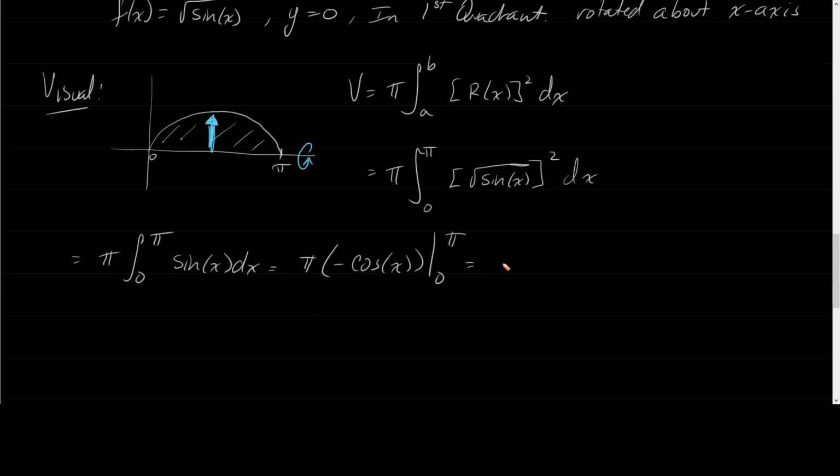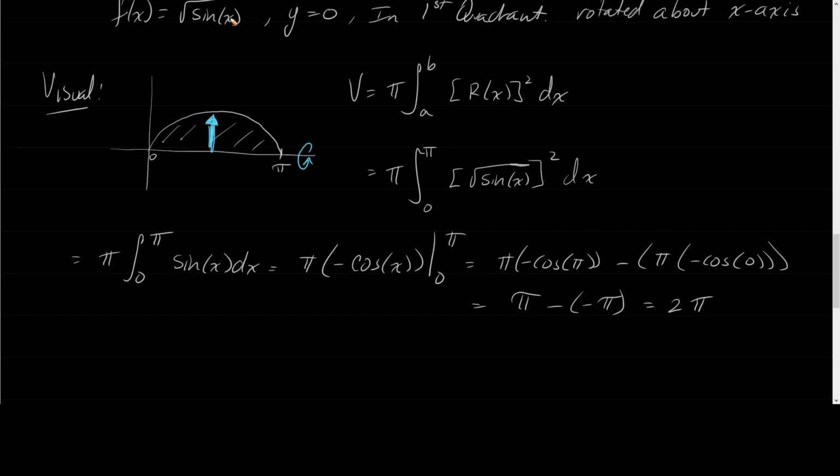So plug in pi, so I have pi times negative cosine of pi minus pi times negative cosine of 0, right? And then cosine of pi is negative 1. Negative 1 times negative 1 is positive 1. So positive 1 times pi is just pi. So I have pi minus over here. Cosine of 0 is just 1, right? And then times is negative, so I have negative 1. So I have minus negative pi. So this gives me 2 pi.